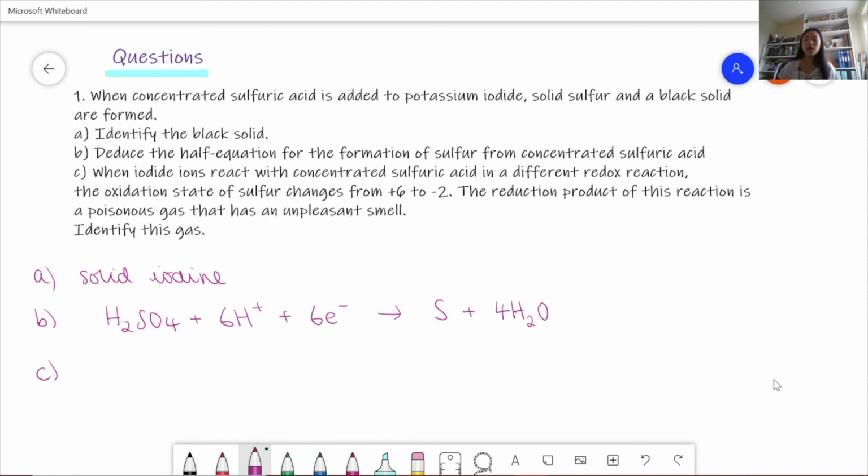And then for C, when iodide ions react with concentrated sulphuric acid in a different redox reaction, the oxidation state of sulfur changes from plus 6 to minus 2. The reduction product of this reaction is a poisonous gas that has an unpleasant smell. Identify this gas. So the gas they're talking about is that rotten egg smell. And so we just need to remember what that is. So the answer is hydrogen sulfide. Or you can just remember the chemical formula of it, which is H2S.